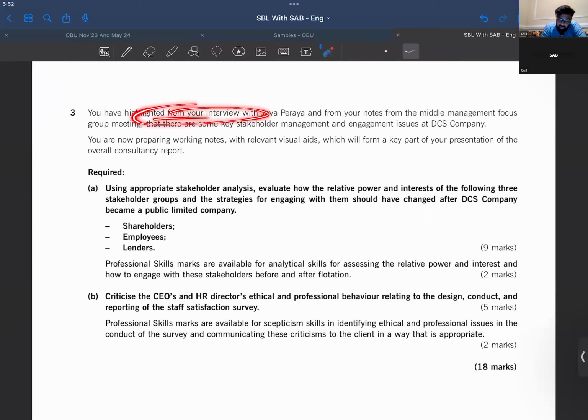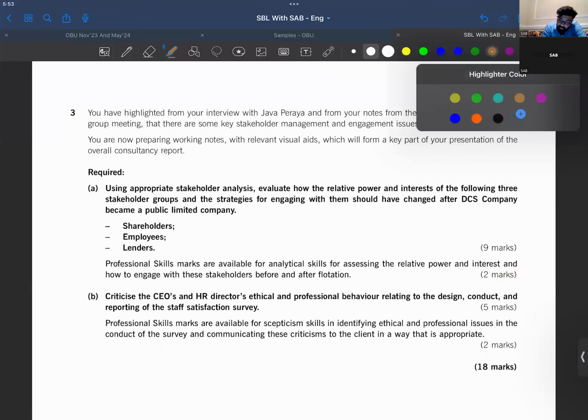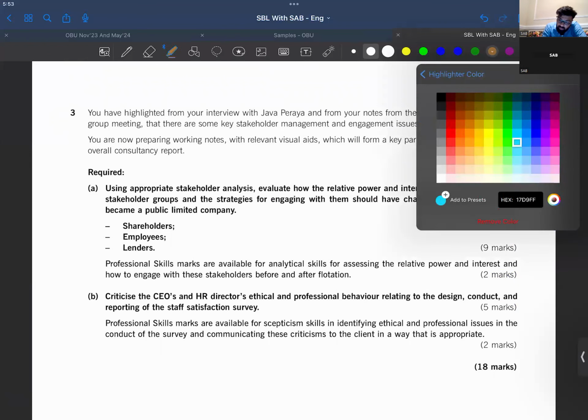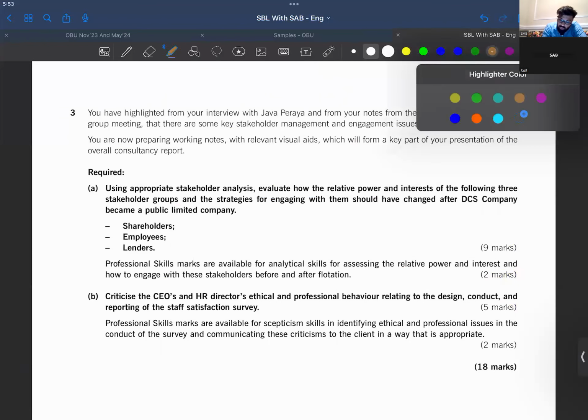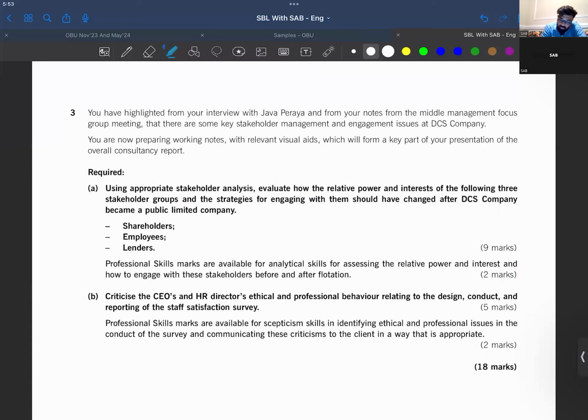And now the third one. You have highlighted from your interview with Java Pariah and from your notes from the middle management focus group meeting that there are some key stakeholder management and engagement issues. So there have been some management and engagement issues, and they want you to discuss that also.